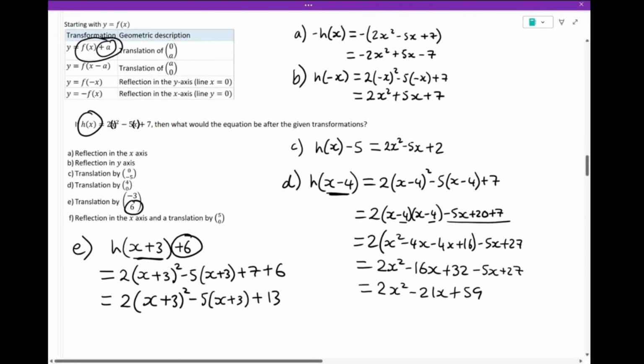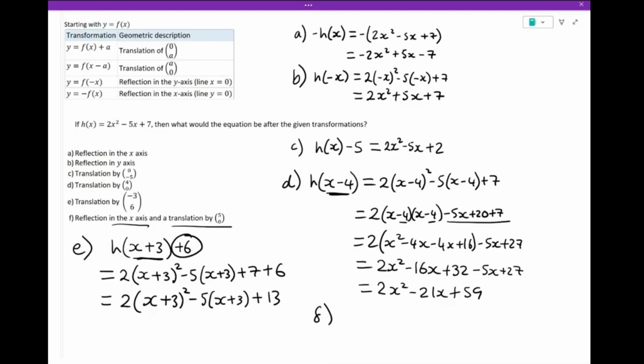to part F. So if we have a look at part F, we've now got a mix of reflections and translations. So we've got a reflection in the x-axis and then a translation by 5, 0. So let's start with our reflection in the x-axis. Well, that is the bottom line in my table. What I would go and do is I'd multiply my function h of x by negative 1. So I'd have negative h, and then open brackets, and then our translation of 5, 0, well, that's going to be the second row in my table, okay?